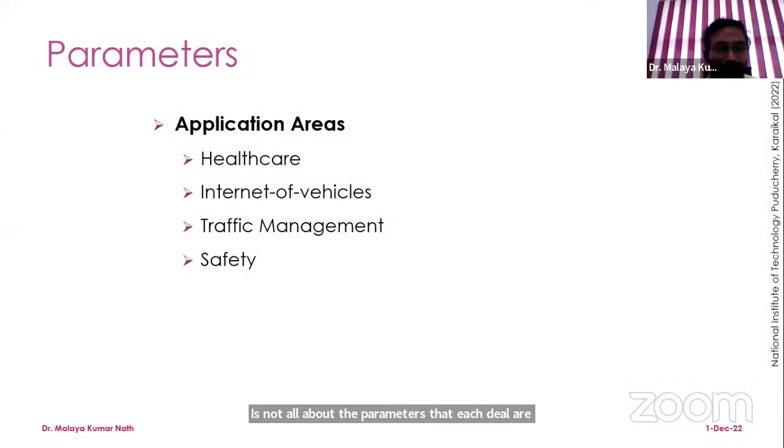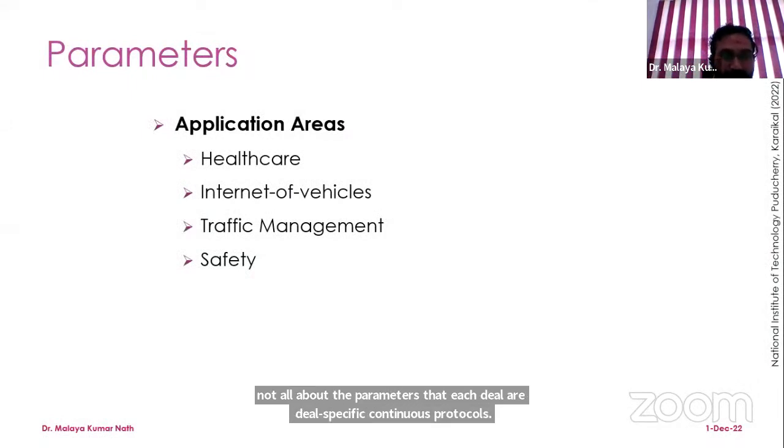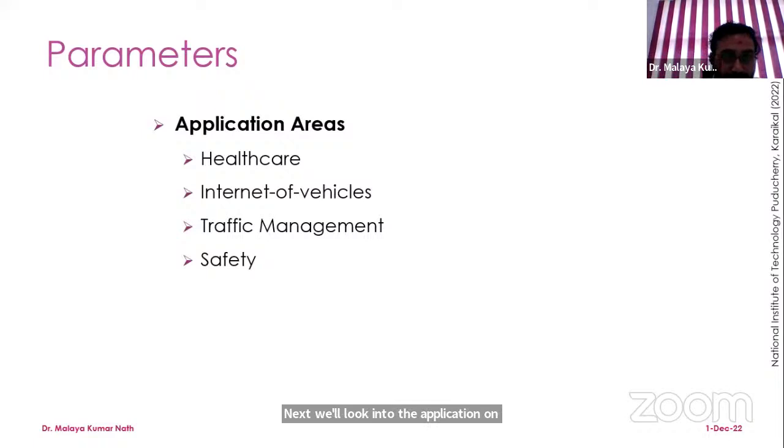Next, we'll look into the application areas. There are many application areas of blockchain with deep learning, and the main important application areas are healthcare, Internet of Vehicles or IoV, traffic management, and safety. If we look into the first application, that is healthcare. Basically, in healthcare, the patient data is very, very vital or very important.